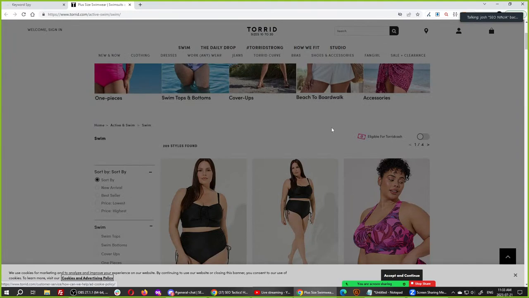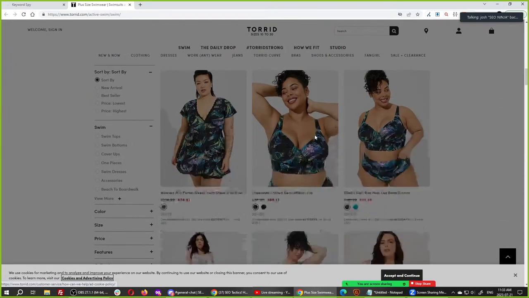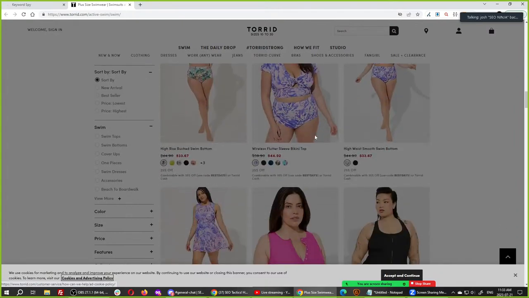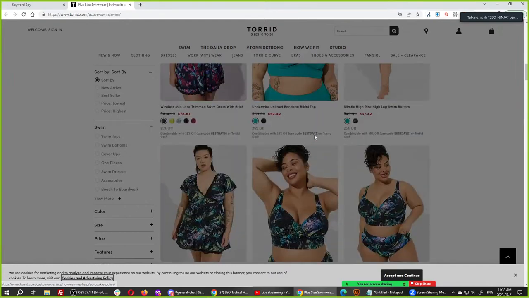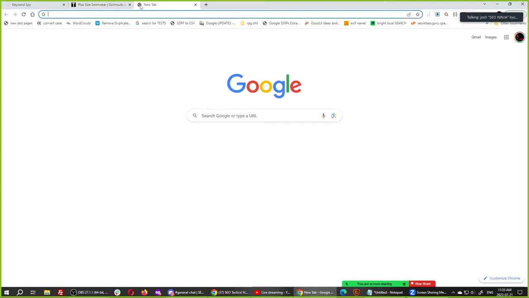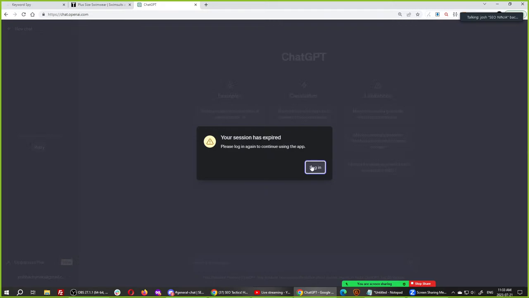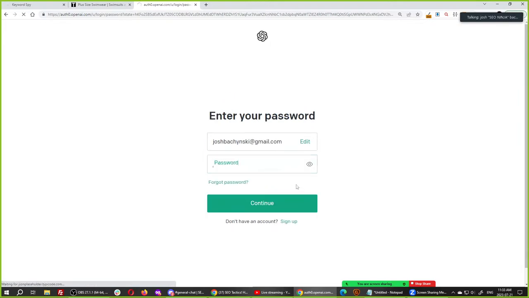Do they sell this or do they drop ship this? I'm not sure if they make these swimsuits, or what, if they're an affiliate of some kind. This is where an AI will help out, and I can build this into the tool as well. ChatGPT login. Okay, don't show my password, please. Thank you very much.